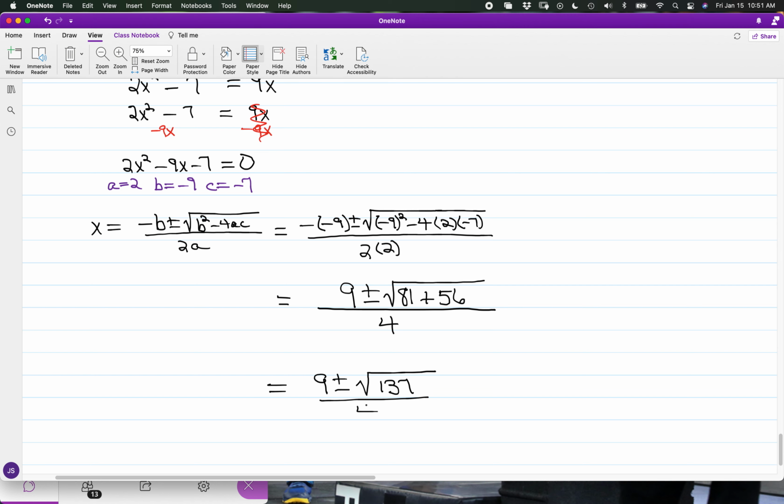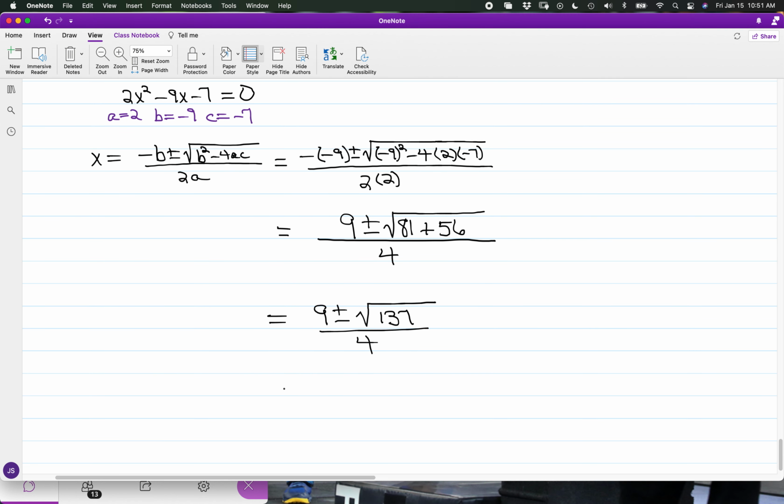And 137 is a prime number, so the square root of 137 cannot be reduced as a radical. So in combination, we're going to have 9 plus the square root of 137 all over 4. And for the smaller result, we have 9 minus the square root of 137, also over 4.